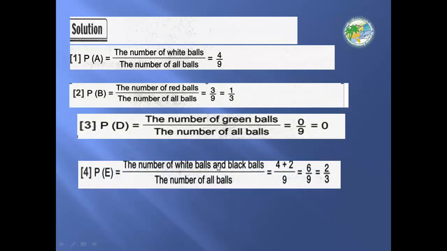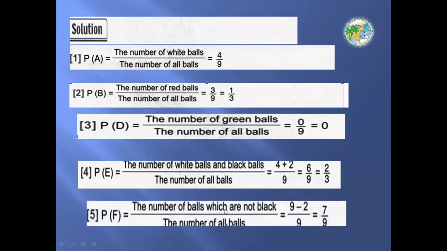The number of white balls and black balls. It says white or black, so we add white plus black, 4 plus 2 over 9. The number of white is 4 and the number of black is 2, adding together 4 plus 2 equals 6 over 9, which equals 2 over 3.